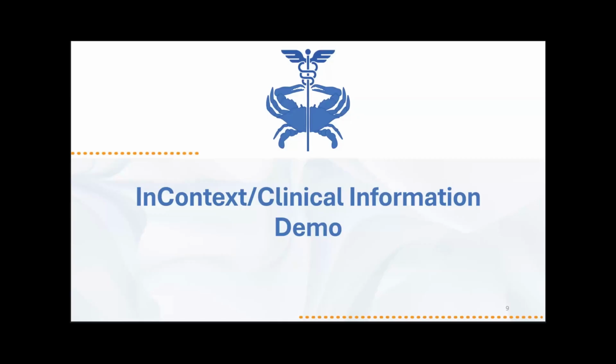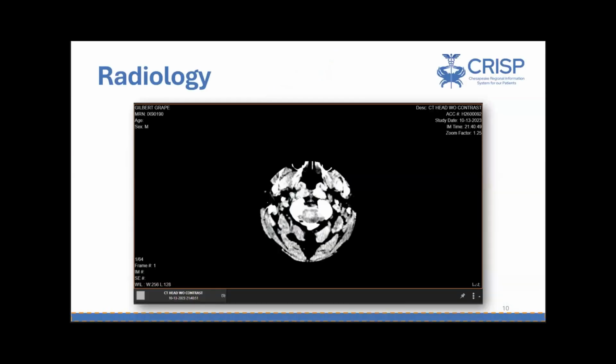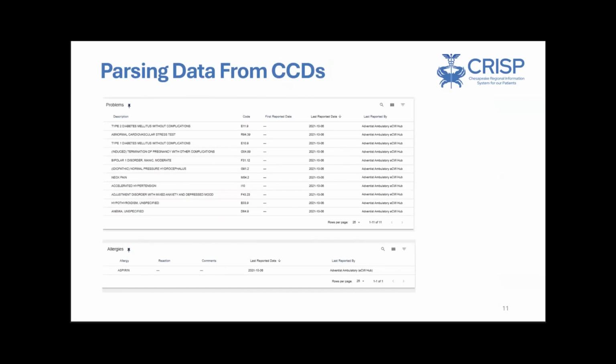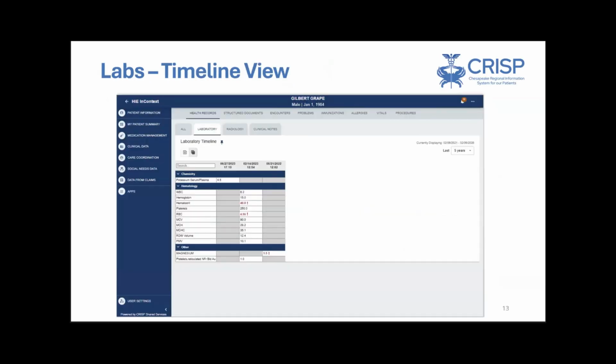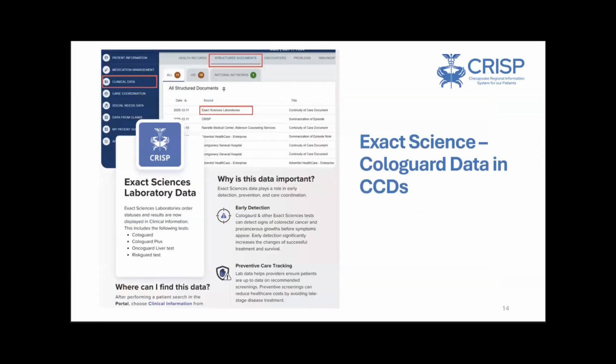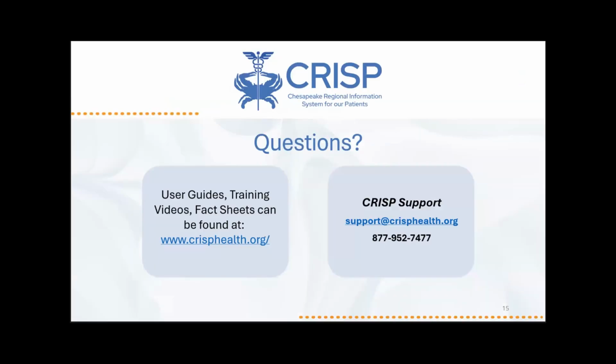All right. So this is what the radiology images looked like. We didn't get to load that, so I just wanted to give you a sense of once you click that camera icon, what loads there. So this is what that is. And then here are the various tabs that are parsing data from CCDs. And then lab timeline view we talked about, and the Cologuard, they are there as well.